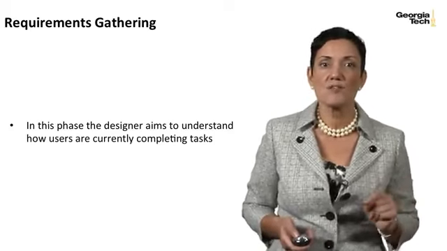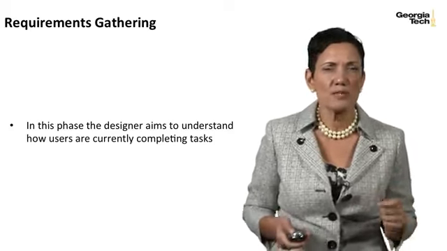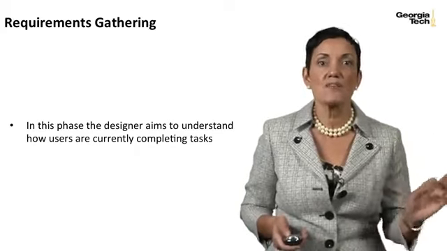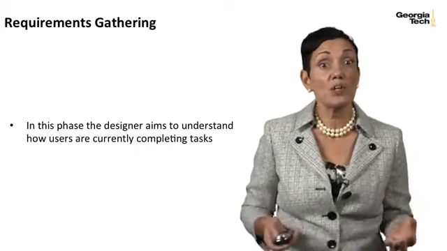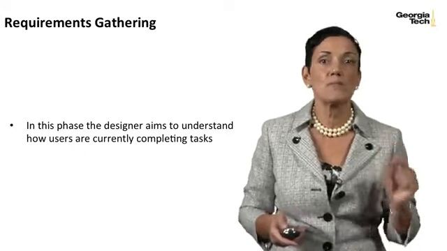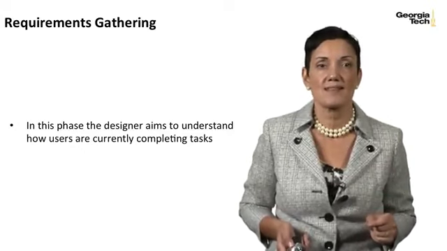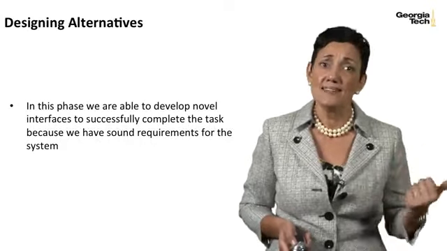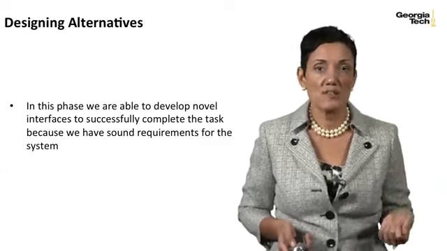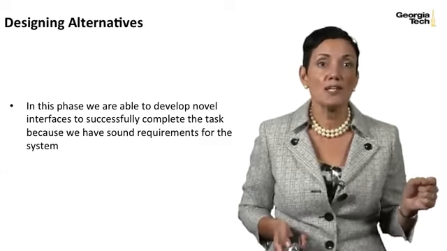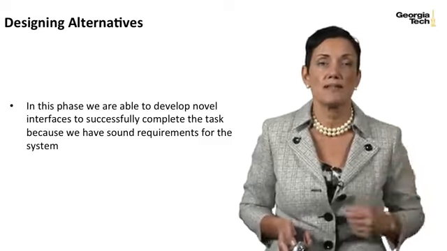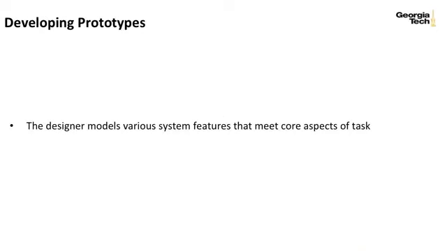I like the notion of designer as detective because sometimes what the user needs is a mystery even to the user himself. And the goal of the designer is to deduce what the best interface is to accomplish a task. In the second phase, designing alternatives, we are able to develop novel interfaces to successfully complete the task. In the third phase, the designer takes the best designs from phase 2 and actually builds models or prototypes that the user will be able to engage with.